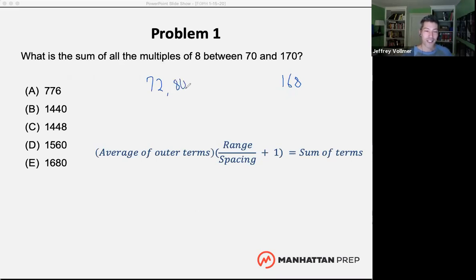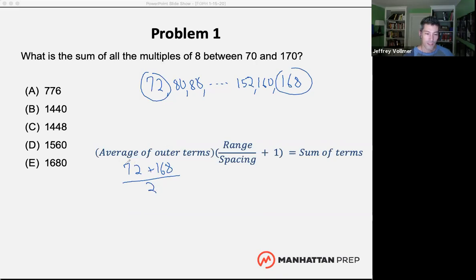So we could actually write all these out. I don't recommend it because this looks like a huge pain. It's going to take forever. But if we use our nice equation here, we have a way to cut through a lot of this. So the average of the outer terms, the average of 72 and 168, we'll sum them up. That's actually the same as 70 plus 170. I'm just going to move the 2 from 72 over to 168. That looks like 240 over 2, and that's going to be 120. So 120 is the average of the entire set because it's the average of the outer terms.